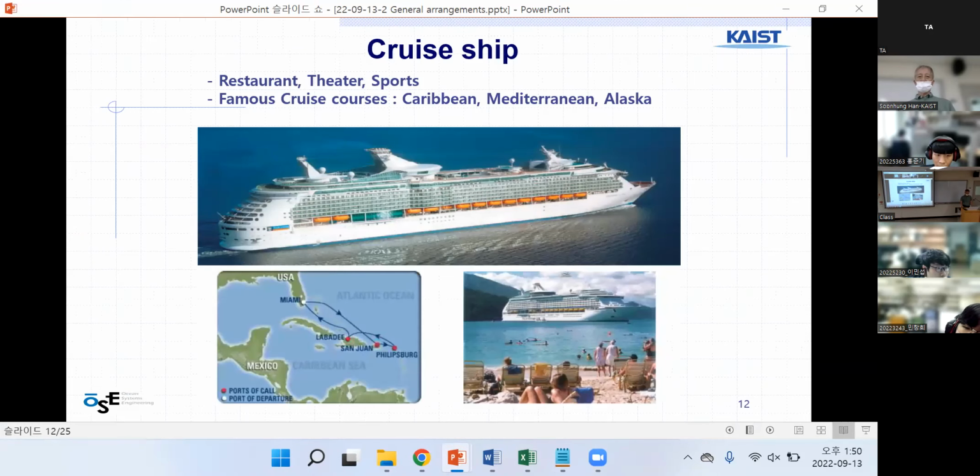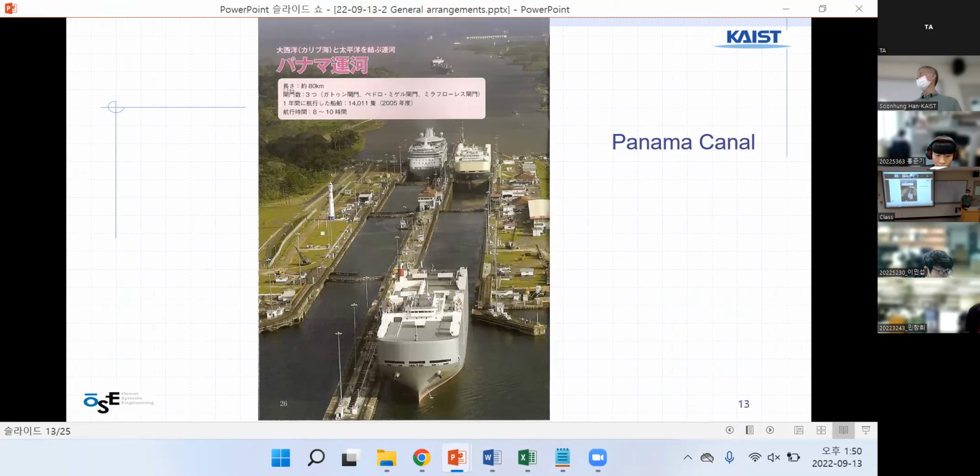Cruise ship, restaurant, theater, sports, indoor sports, and Caribbean, Mediterranean, Alaska is a well-known cruise company. And Panama Canal. This one shows the old Panama Canal, and that is one portion of the smallest portion of the whole canal. This one is a whole canal, long distance. What the narrowest point is here, so that 32.2 breadth is a limitation for this passage.